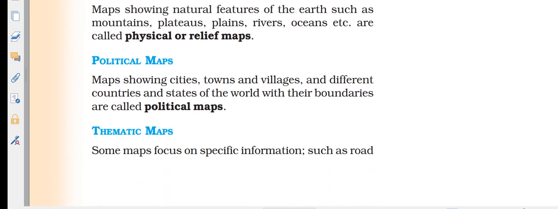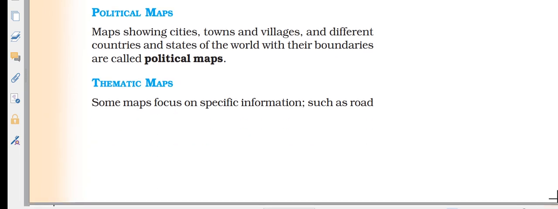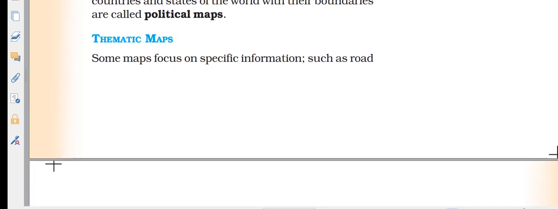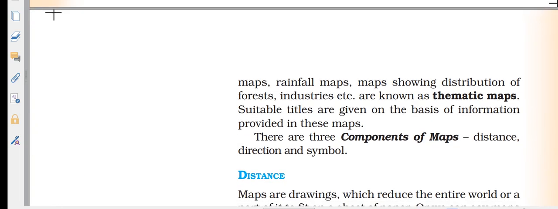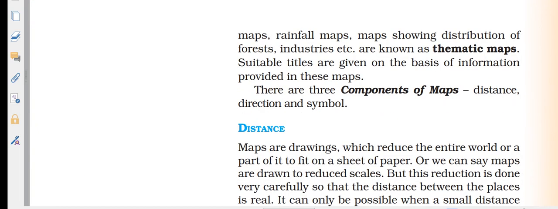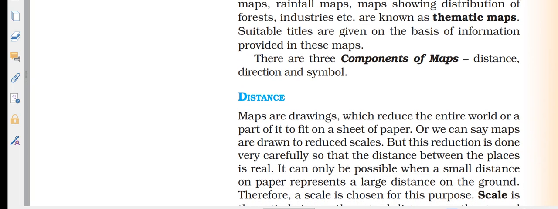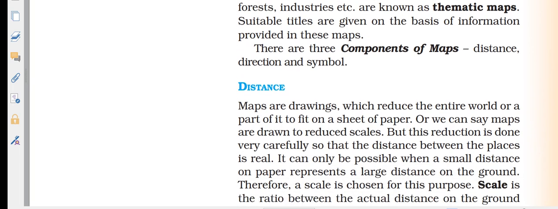Political maps show the cities, towns, and villages and the different countries and states of the world. Some maps focus on specific information, such as a road map, a rainfall map, or a map showing the distribution of forests and industries. These are known as thematic maps. The title is given on the basis of the information provided on these maps. There are three components of a map: distance, direction, and symbol.